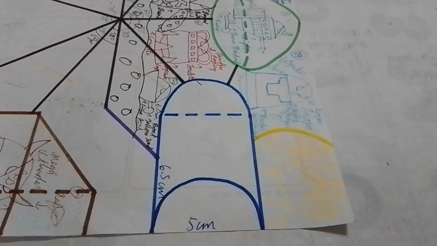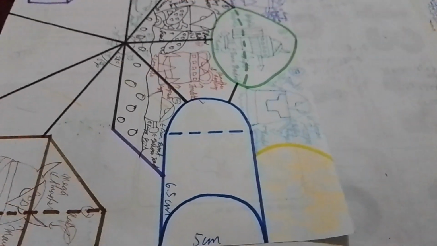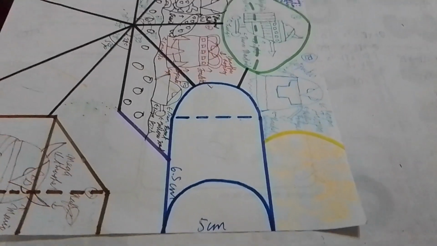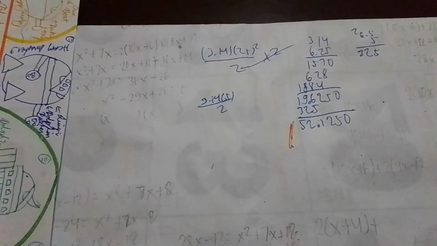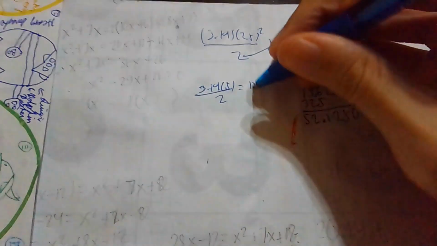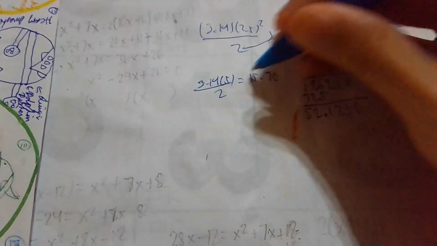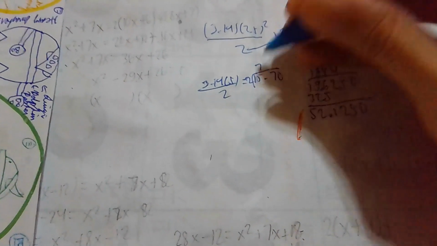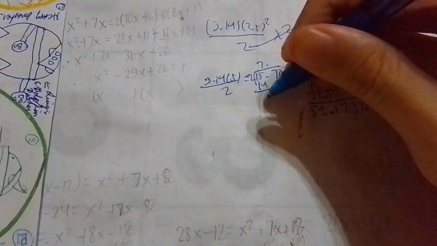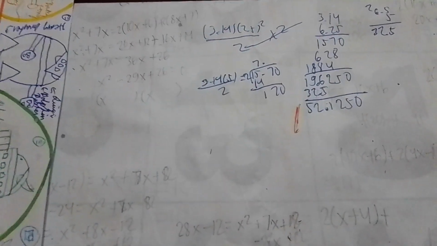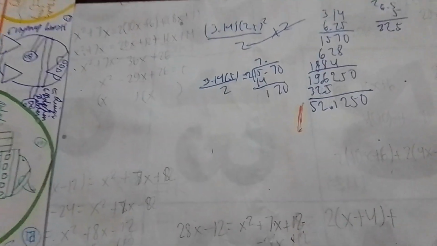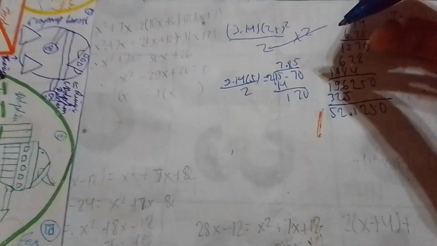But since it's a half circle, what do we do? Whatever our answer is, we must divide it by 2. So we have to get the circumference of the circle: 3.14 times 5, divided by 2. So 3.14 times 5 equals 15.7. Divide by 2, we should get 7.85. Yes, you should get 7.85.